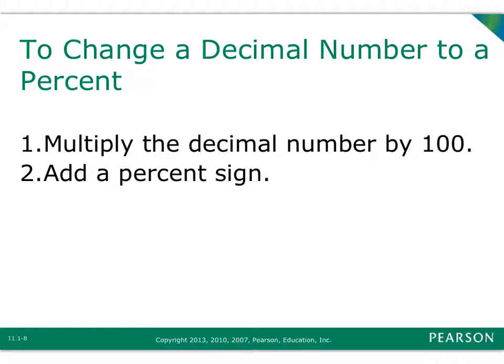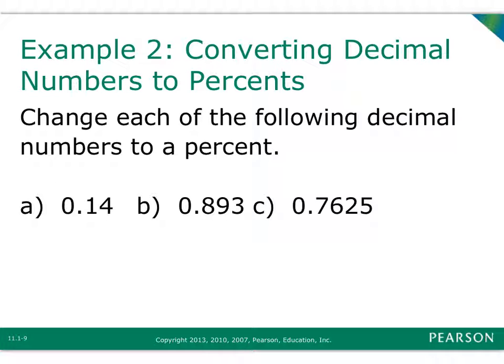To change a decimal number to a percent, first we multiply the decimal by 100 and we add a percentage sign. So we're going to convert the following numbers: A, 0.14, B, 0.893, and C, 0.7625 into a percent.